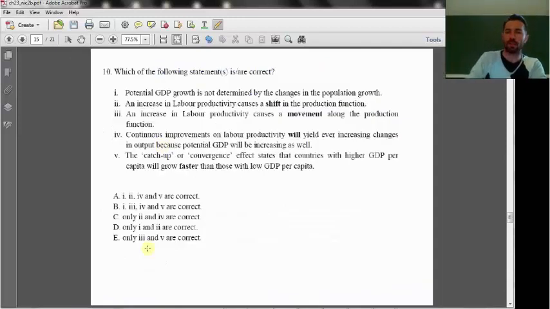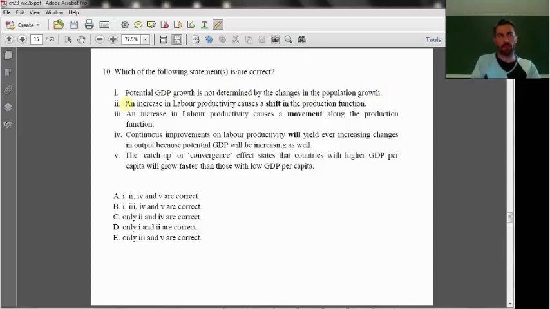So let's have a question at this point. Pen and paper. I will read through those 5 options and then give you a moment to think about them, and then we can talk about the answer. Which of the following statements is or are correct? Number 1, potential GDP growth is not determined by changes in population growth.